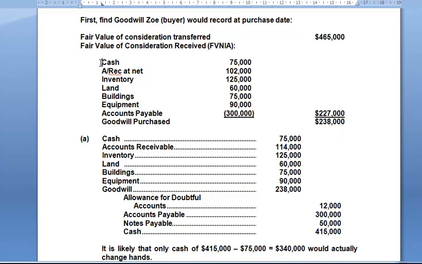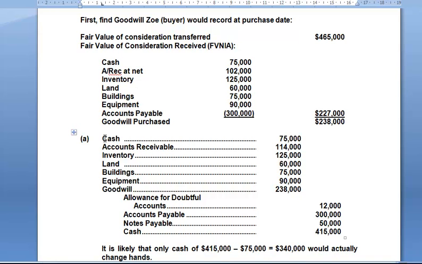Now notice here that we do not have the trademark here. That's because Zoe felt that the trademark was worthless. Even though Saria has it booked on its accounts at a particular value, that's their carrying value, it just so happens that Zoe doesn't feel it has any value. And because of that, Zoe wouldn't pick it up because it's got a zero value.